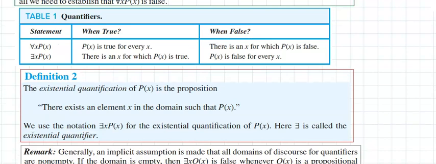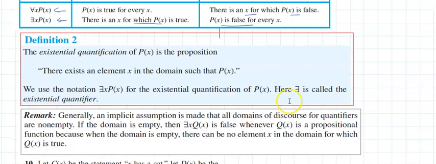And we have a table for that. When you have the statement P of x is true for every x, when is it false? When there is an x for which P of x is not true. And if you say there exists an x for which P of x is true, it is false when P of x is false for every value of x. So that's a lot of work to do. It's much easier to find a counterexample for all than for some, or there exists one. Then you have to really show all of them.